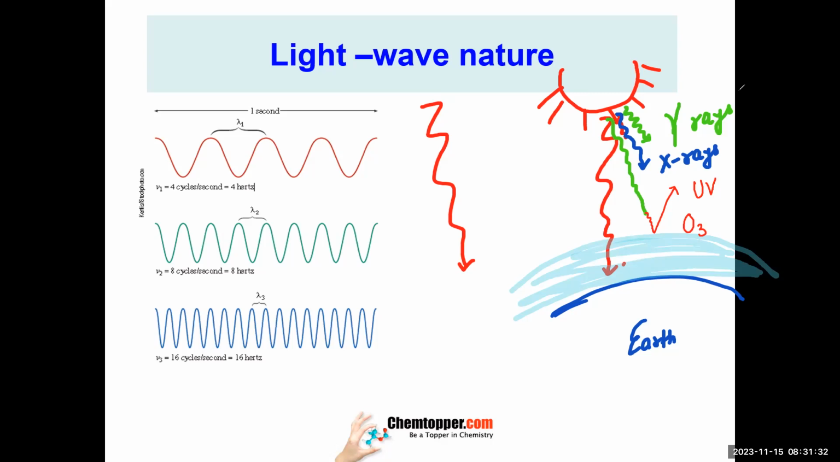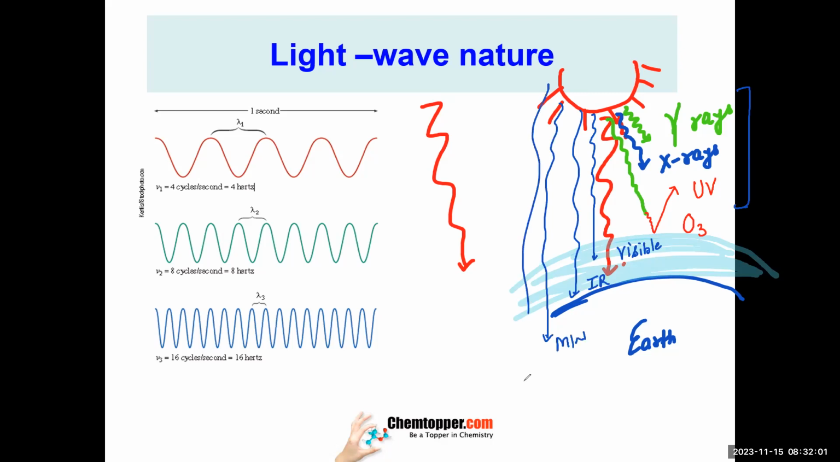So these are of high energies. Gamma rays have the maximum, then X-rays, then UV. Then the one which is entering is the visible, the one which is making your world beautiful, colorful. And what else is entering? IR, infrared, the one which is responsible for heat, global heating. Then microwave, and finally, radio waves.